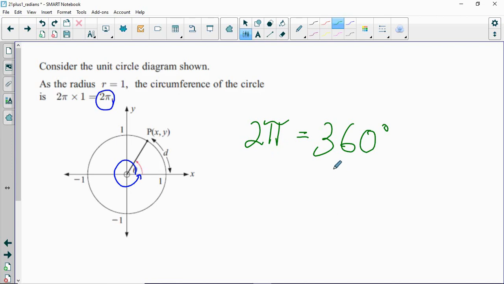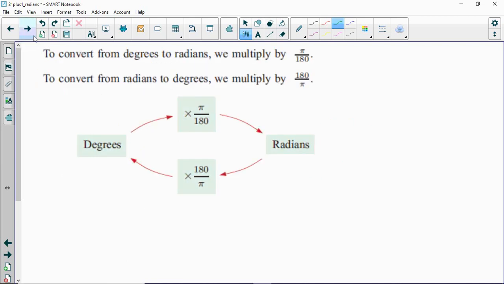And from this, we get our conversion. 2 pi equals 360, that means that pi is equal to 180, and that's what I recommend that you remember. To go from degrees into radians, you just take your degree measurement and multiply it by pi divided by 180. Radians back to degrees, multiply by 180 over pi.